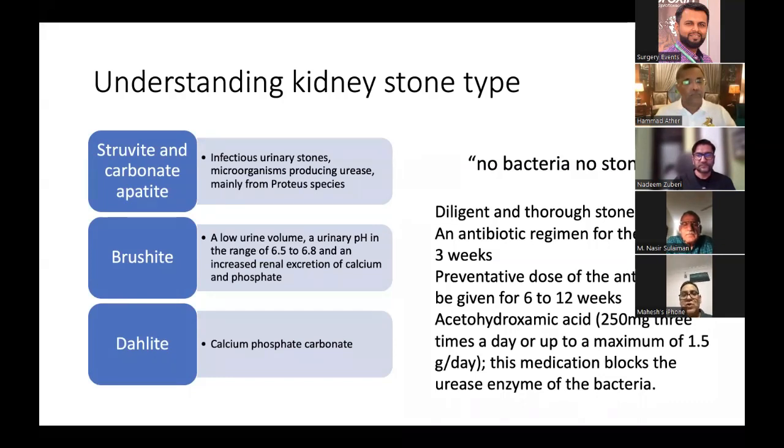We come across so many infective stones. We just manage with, like Sir said, hydration and trying to give antibiotics for a long time. But this special agent is actually not available in our setup. So we actually depend only on hydration and antibiotics.